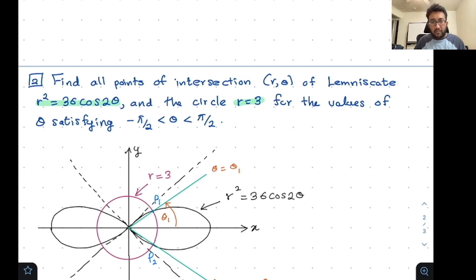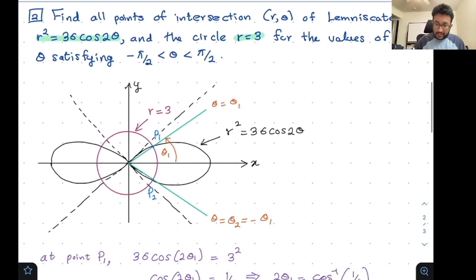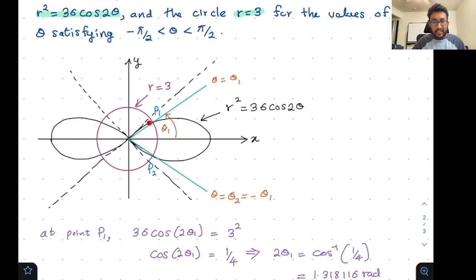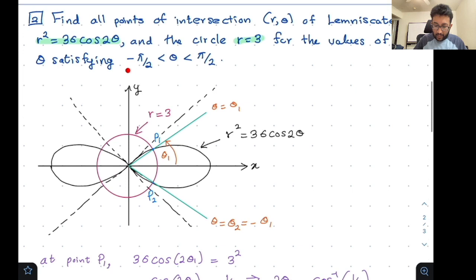Okay, so again let's consider the intersection points, right? Now we are going to intersect at this point and this point, because actually we are going to intersect in the other points also, but we are not interested in them, because in the problem you are given that consider only this region, negative pi divided by 2 to pi divided by 2. So we are interested in this first and fourth quadrant, right?